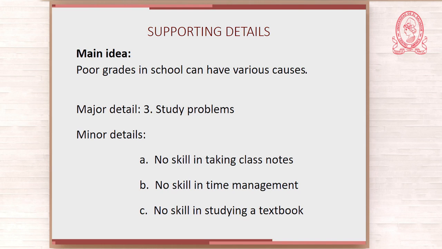Langan explains that just as the main idea is more general than its supporting details, major details are more general than minor ones. For example, the major detail, study problems, is more general than the three particular skills of taking class notes, time management, and studying a textbook.